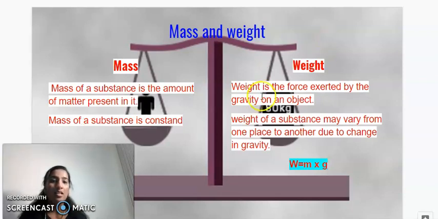Whereas weight is the force exerted by gravity on an object. The weight of a substance may vary from one place to another due to gravity. So weight is equal to mass into gravity, the force exerted by gravity on an object. The weight will change according to the gravity, whereas the mass will always be constant.